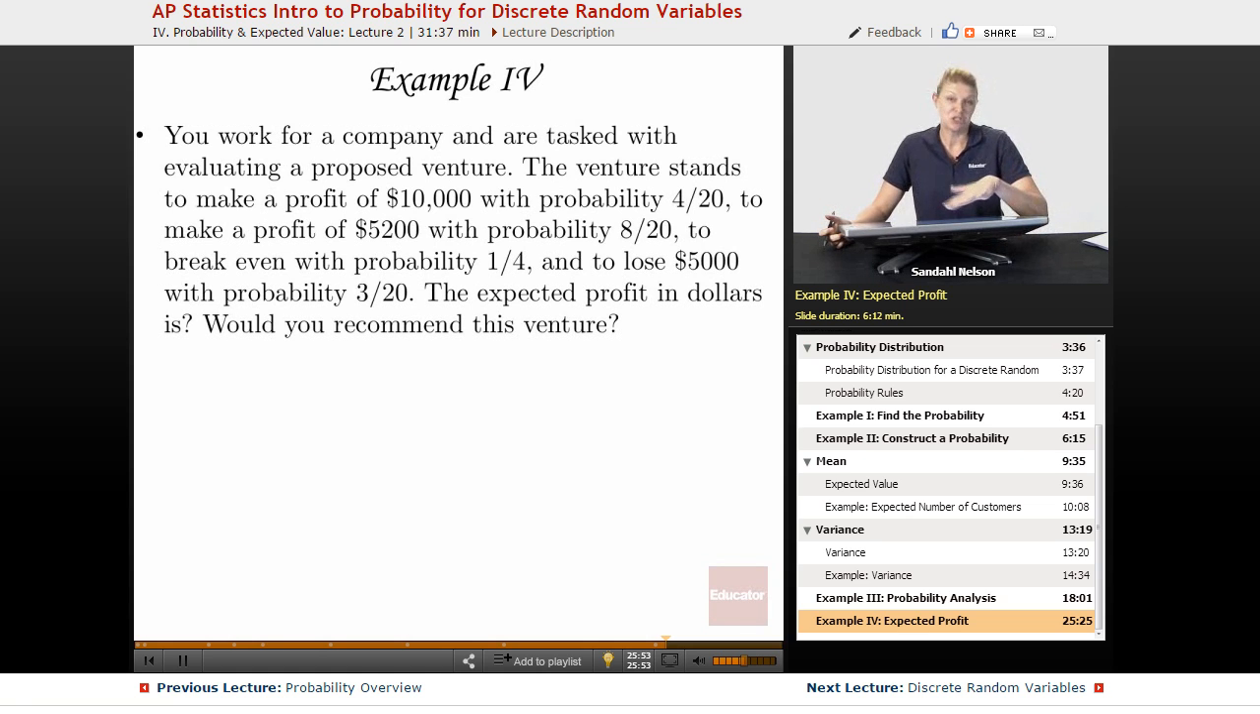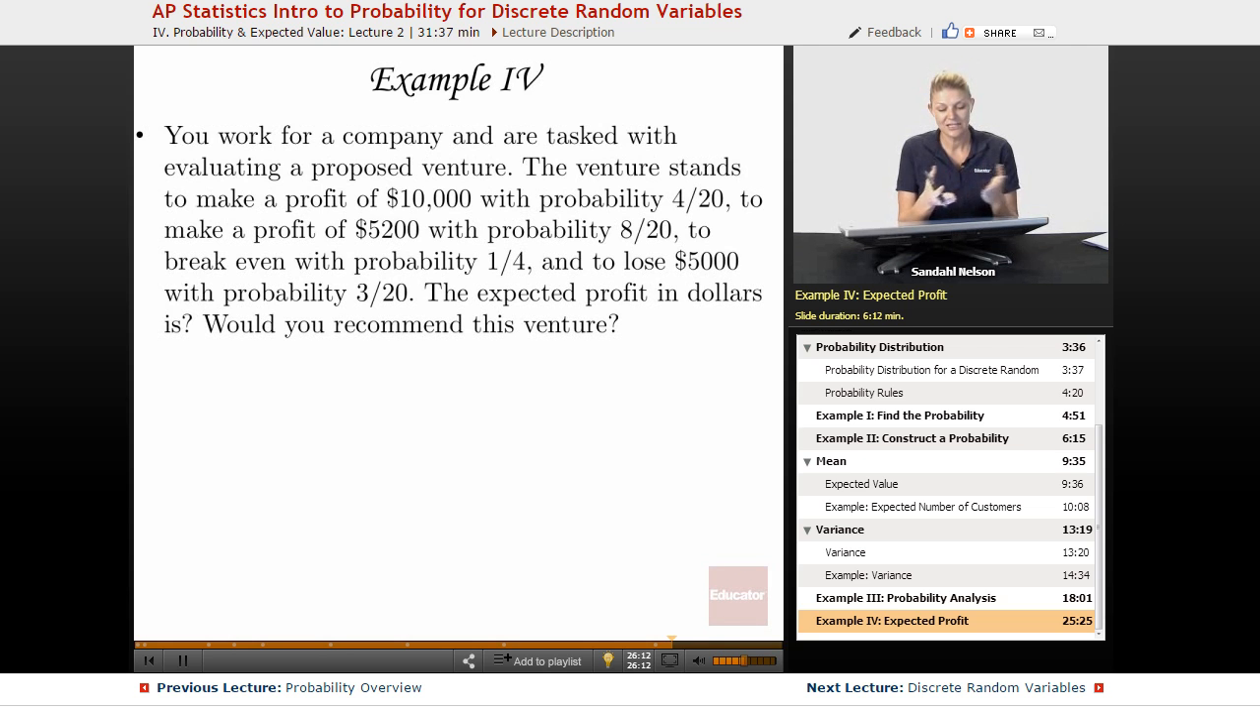So maybe you're not dealing with a super huge company, it's pretty small, or maybe this is a daily profit or loss. The expected profit in dollars is what? And then would you recommend this venture? Okay, so let's approach this like we should any problem like this. We're seeing values and we're seeing probabilities.